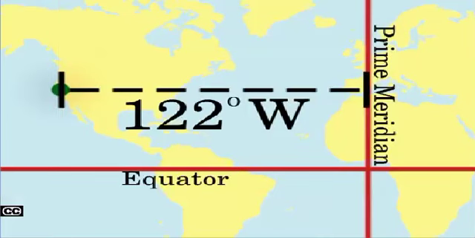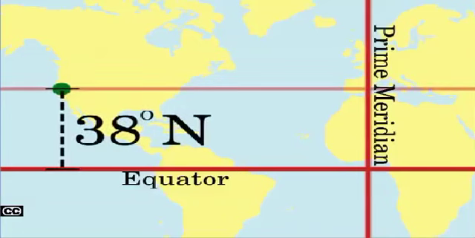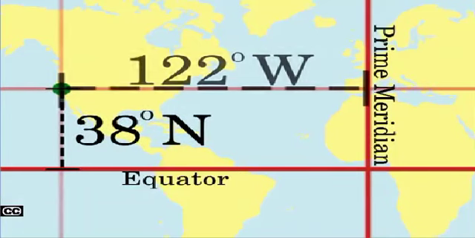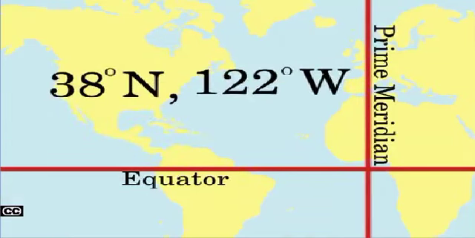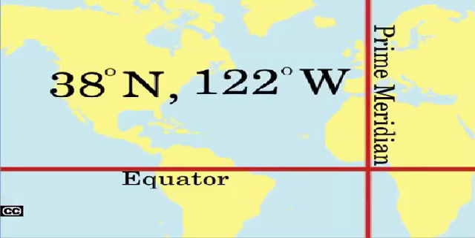Now, let's put San Francisco's latitude and longitude together. If its latitude is 38 degrees north of the equator, and its longitude is about 122 degrees west of the prime meridian, its absolute location is 38 degrees north, 122 degrees west.